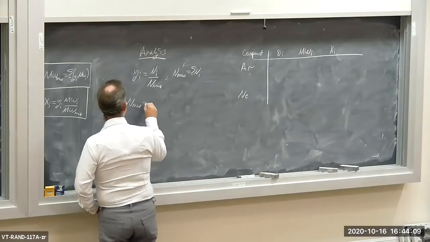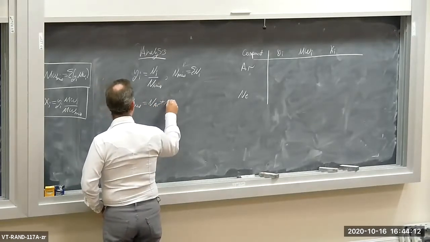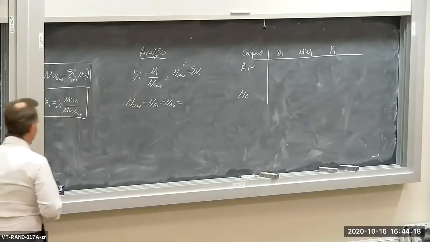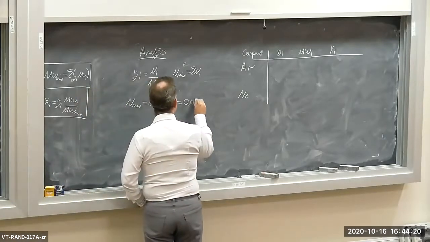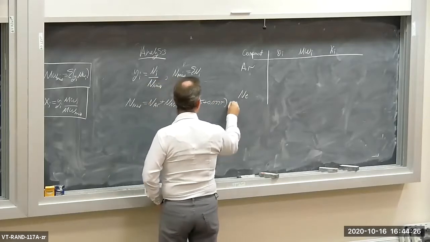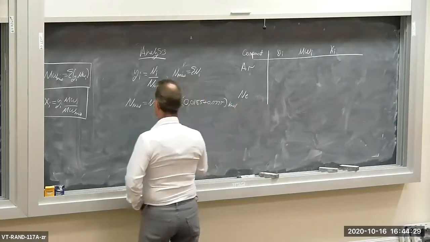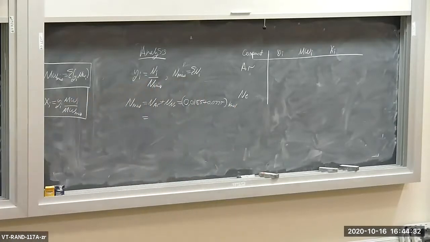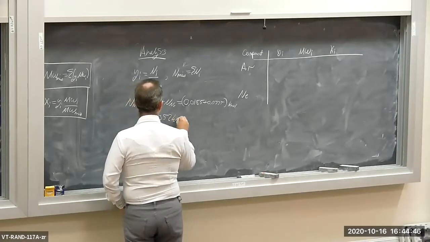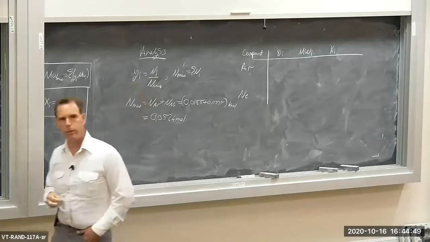Let's see here. N mix, that's the number of moles of the argon plus the number of moles in the neon. Let's see, we add these two together, 0.0185 plus 0.0335, and that has units of kilomoles. And I find the number of moles in the mixture is 0.052 kilomoles. That's the number of moles in the mixture.